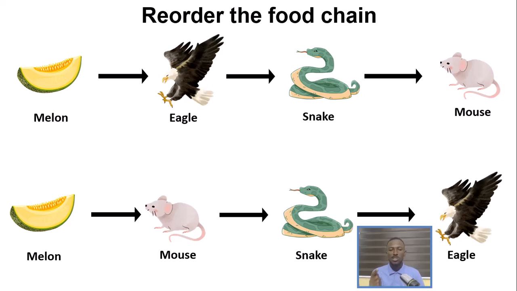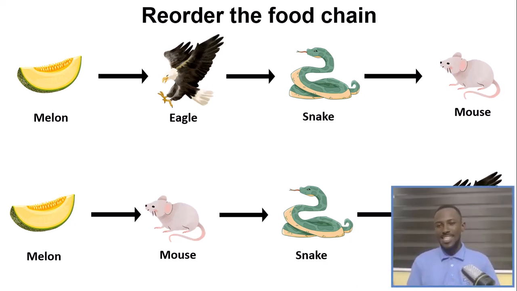You just have to change the position of the mouse and the eagle. So you have melon, which is a producer. Mouse actually feeds on the melon and gets energy. So imagine the mouse wakes up in the morning and is looking for its early morning meal. Breakfast. It grabs the melon, full belly after eating the melon. But right after eating the melon, the snake, also searching for its breakfast, finds the mouse and feeds on it and gets that energy from the mouse. So the mouse gets the energy from the melon. The snake gets that energy. Does it end there? No. The eagle flying by also sees the snake and picks it up and gets the energy from the snake. So that's basically what happens in nature.